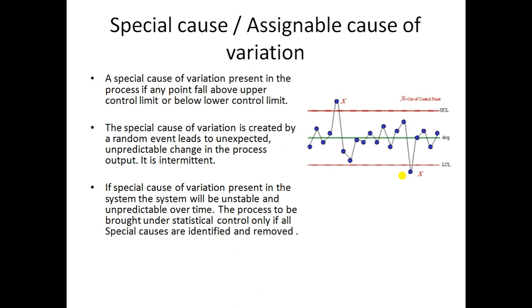So it is very much required that the load of any area should be uniform. If it is suddenly off, then there might be an increase of the turbine speed or the generator speed. This generator speed again needs to be reduced to a certain limit by different methods. So a special cause of variation present in the system will be unstable and unpredictable over time. The process can be brought under statistical control only if all special causes are identified and removed from the system.